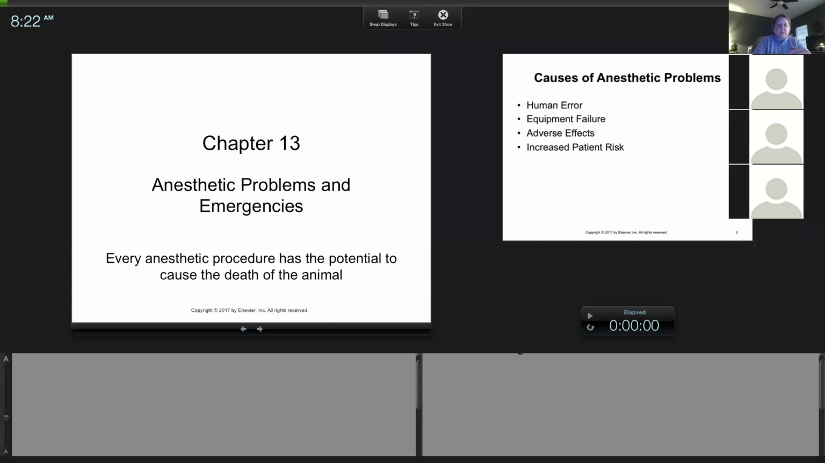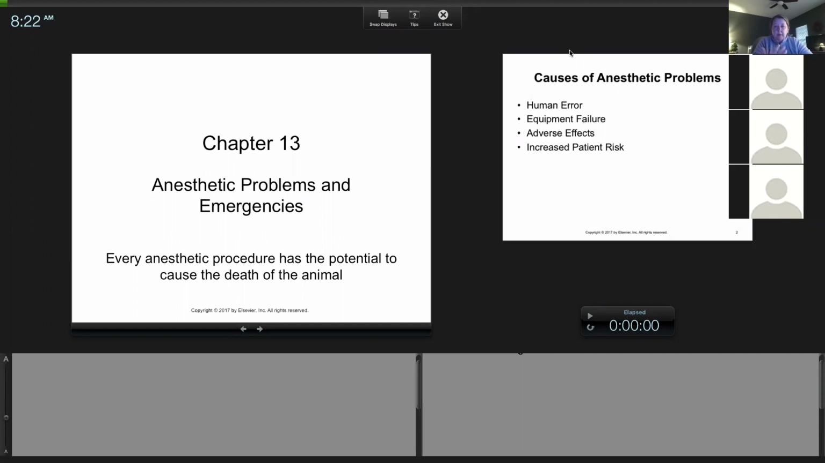Okay, so this is chapter 13, and it's broken into anesthetic problems and emergencies. There is a big section in here on CPR. I'm not going to cover that. I know you guys talk about CPR in ClinMed 5, so I'm not doing CPR.